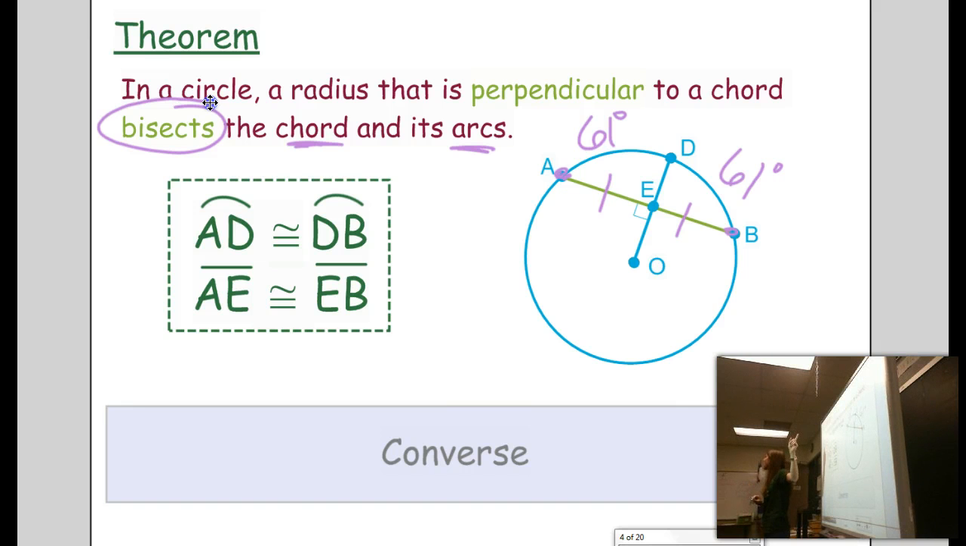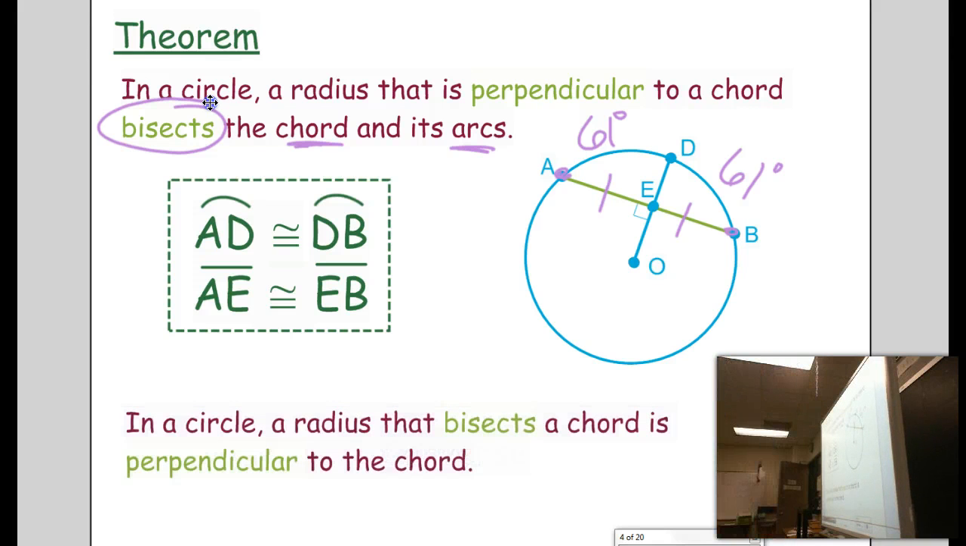If a radius is perpendicular, then it bisects. What is the converse of that? If it bisects, then it's perpendicular. Look at the green. If it's perpendicular, then it bisects. What is the converse? If it bisects, then it's perpendicular. So the converse is also true. If it bisects, then it's perpendicular.